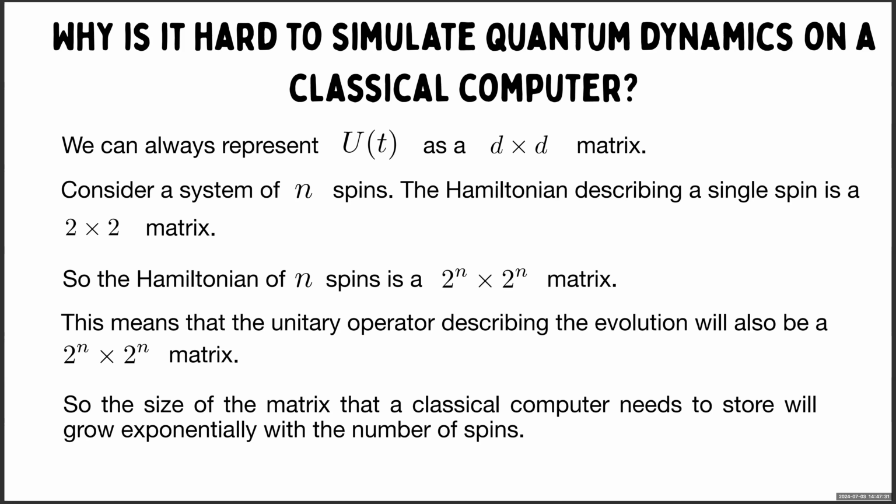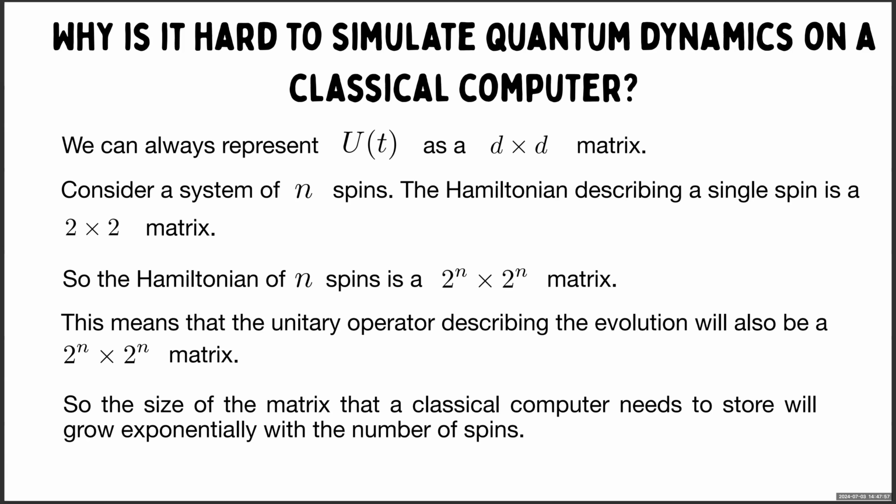So then we ask the question of why is it hard to simulate quantum dynamics on a classical computer? Because now that we know how this quantum system evolved, we can actually address why it's hard to do it on a classical computer. Well, we know that U of t can always be represented by some d by d matrix if your quantum system is d-dimensional.